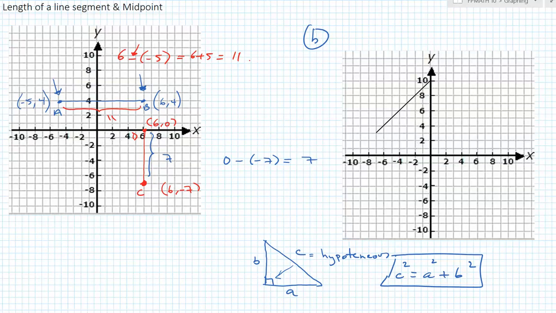Now what you have to do is create this right angle triangle using this slanted line, which is actually the hypotenuse of this invisible triangle that you're going to draw. So here's what we're going to do. We're going to go straight up from the first point that we have, which is that coordinate right there. We're going to go straight up, and then we're going to go straight across.